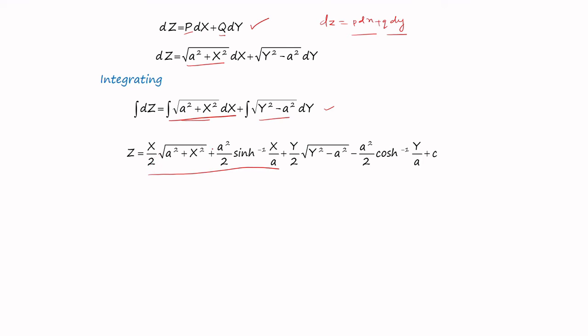And then the next one, plus the integral. Here instead of this, you have a minus a squared, so you have a little change in this: y by 2 into root of y squared minus a squared. Here you have minus, here also you have minus a squared by 2 cosh inverse of y by a, plus a constant of integration. You have to use it. So this formula is for this one.